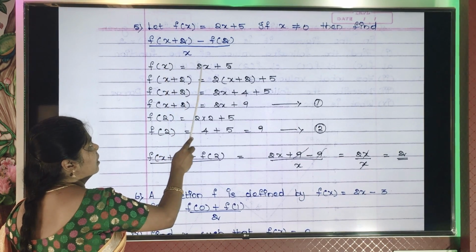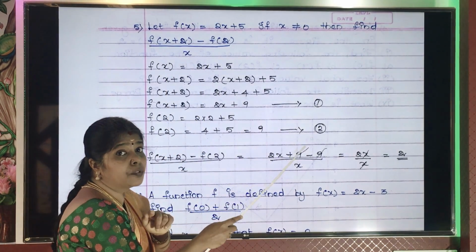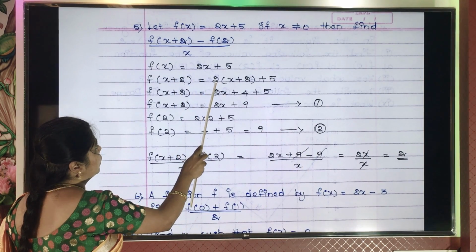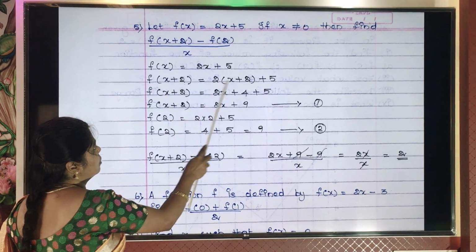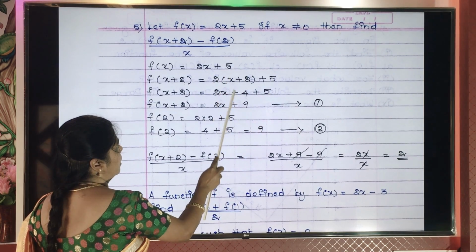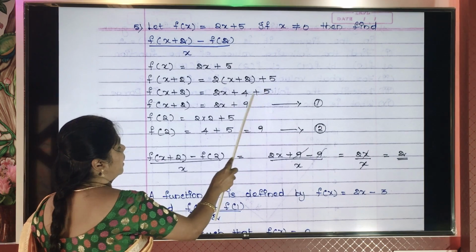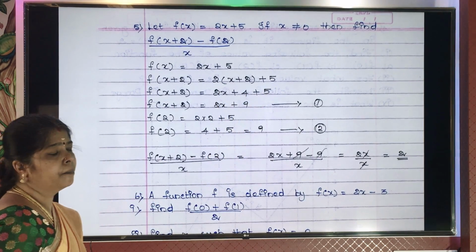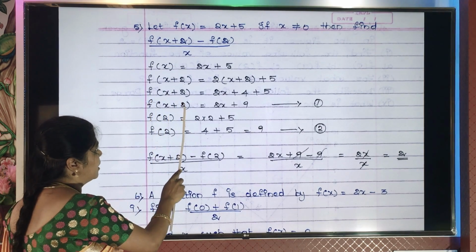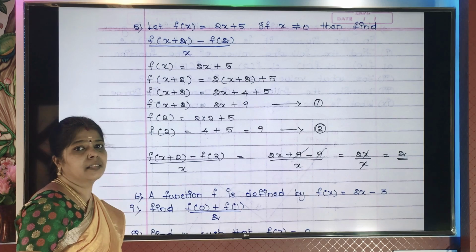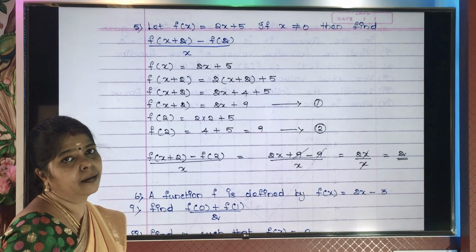Now let me find f of x plus 2. Wherever x is there, you all will know what I have to substitute there? x plus 2. Yes. So 2 into, in the place of x, I will substitute x plus 2, plus 5. 2 into x, 2x, plus 2 into 2, 4, plus 5. 2x plus 4 plus 5 gives you 9. So f of x plus 2 is 2x plus 9. Mark this as equation number 1.